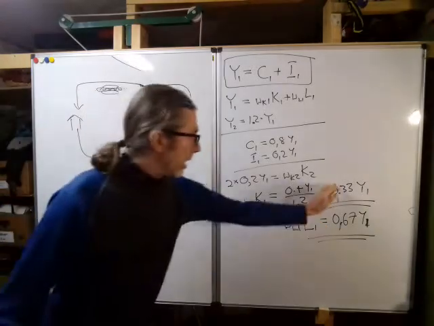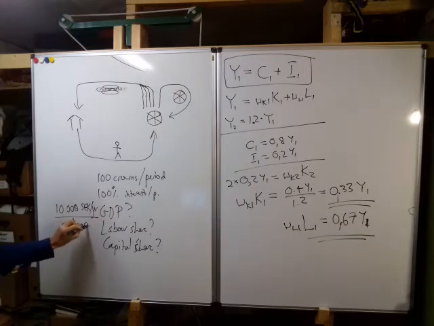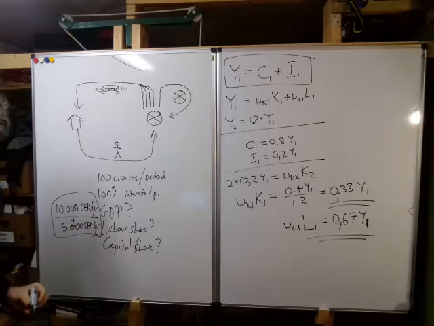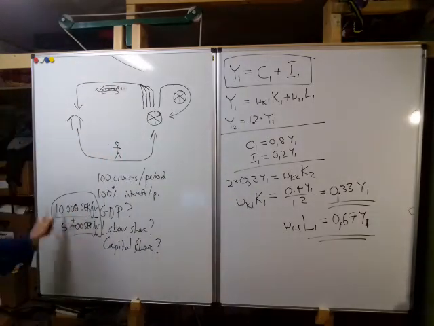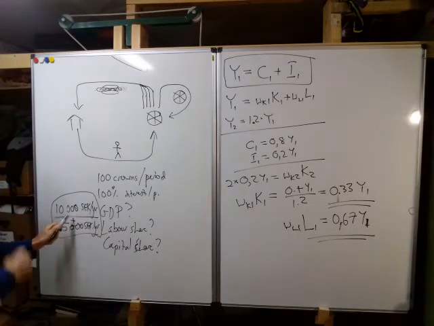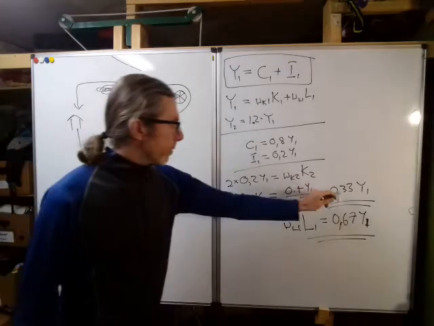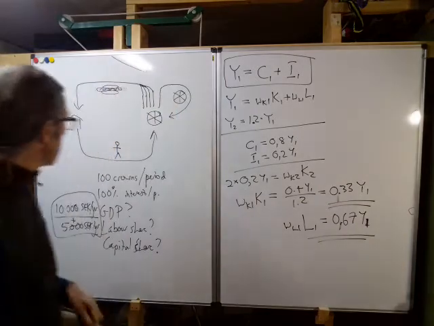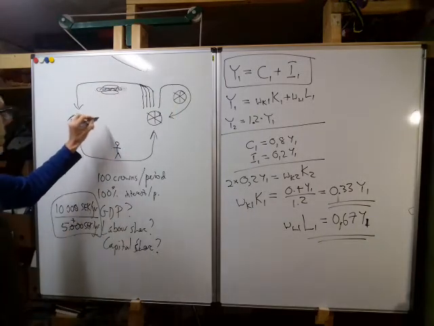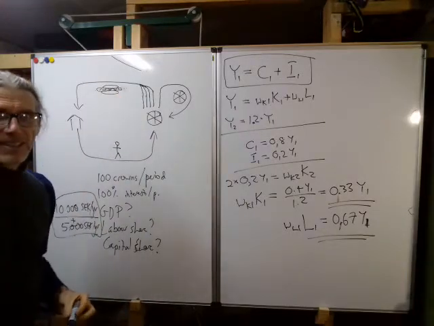Payments to capital are half of that. So payments to capital must be 5,000 crowns a year. This is so amazing when you actually get your head around it. I hope you agree. So GDP is 15,000 crowns a year, of which 33% is payments to capital and 67% is payments to labour, and of which 20% is investment and 80% is consumption.